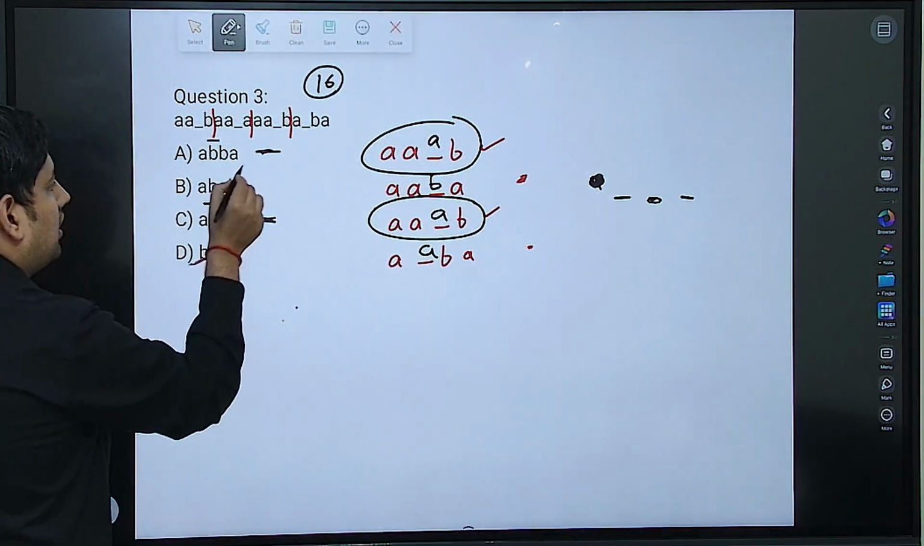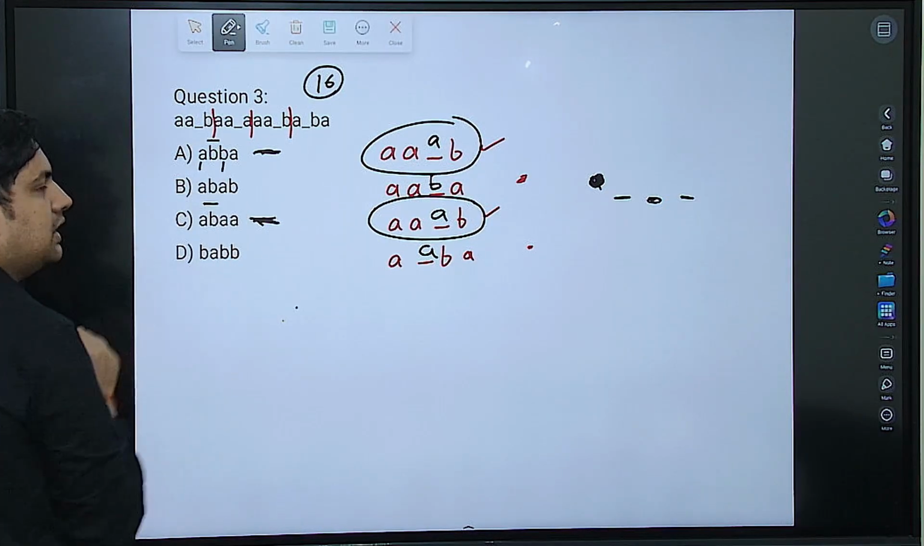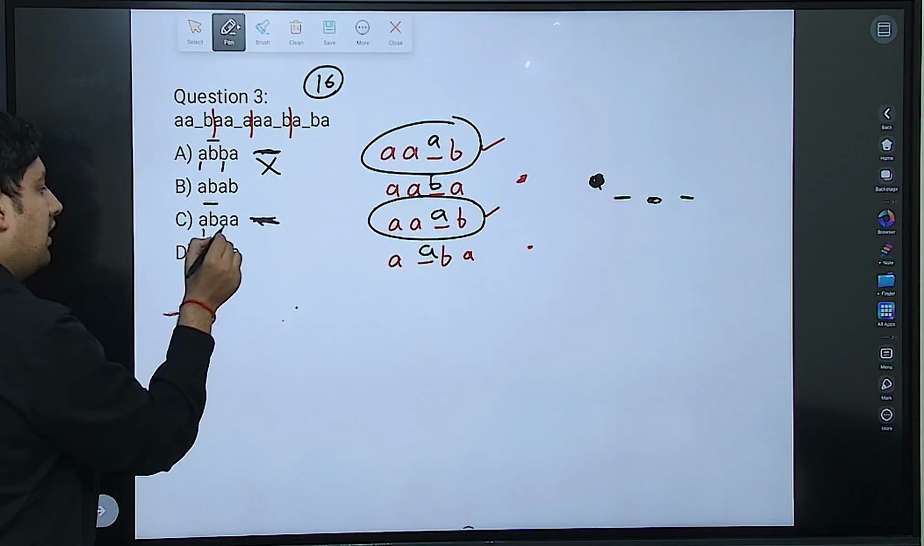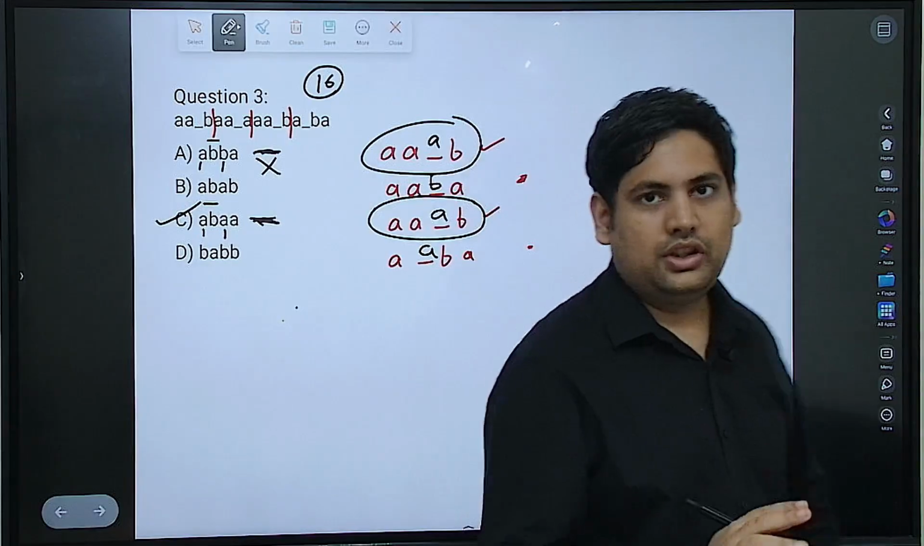Now see here, these two were remaining. Now here first letter is A, third letter is B. So this cannot be the answer. Now here first letter is A, third letter is also A. So this can be the answer. This is how you get to it.